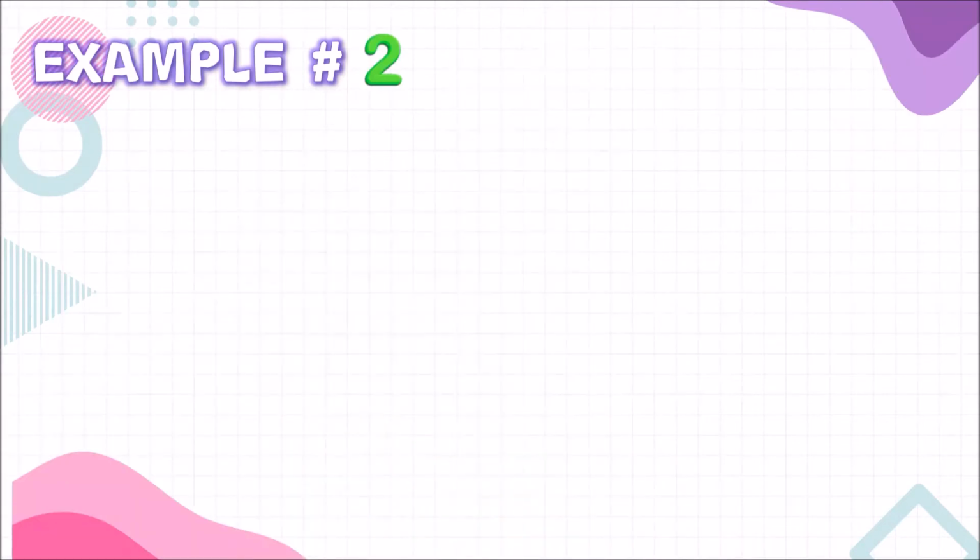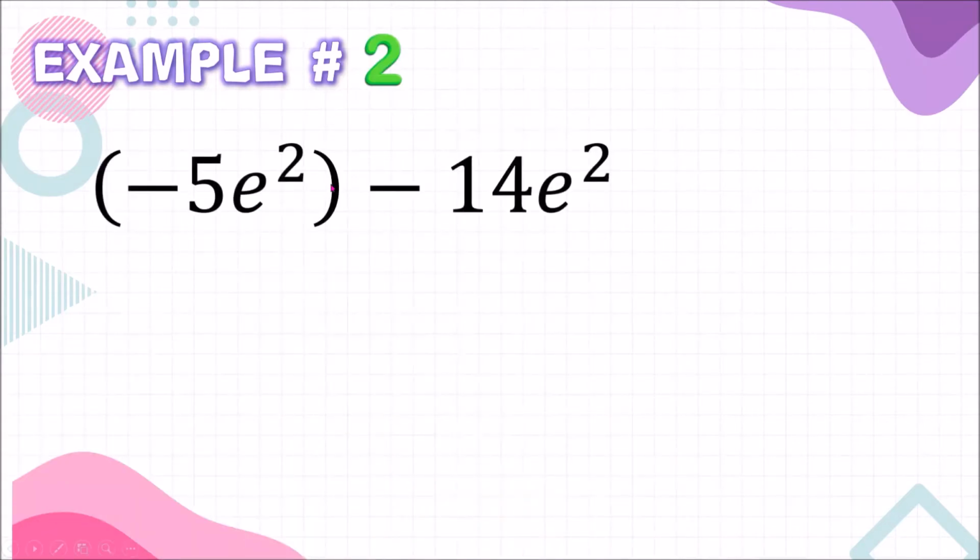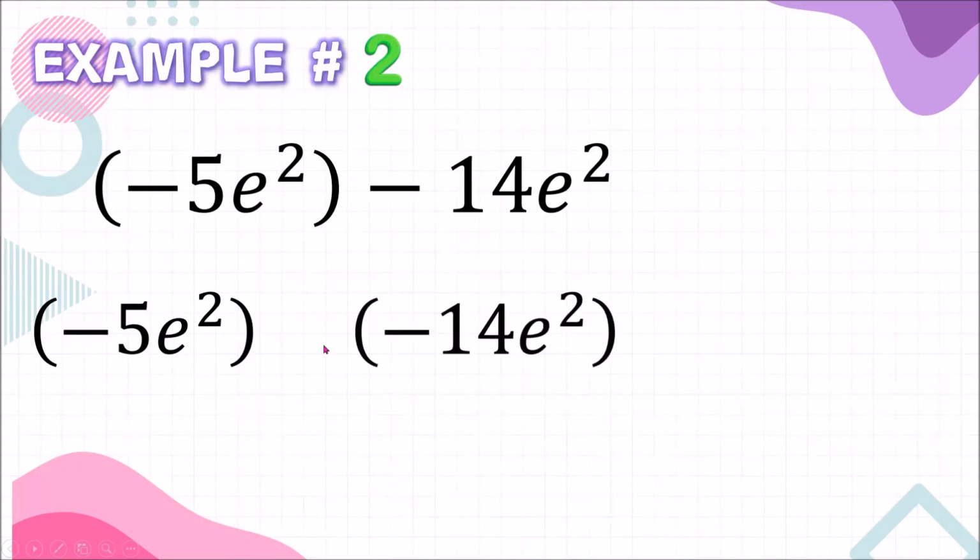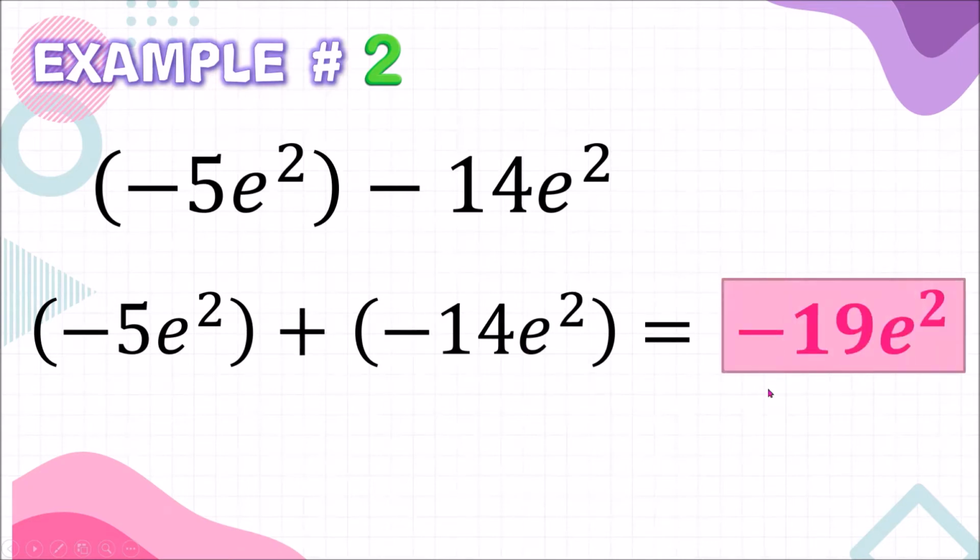Next, 2. We have negative 5a squared minus 14a squared. So copy negative 5a squared. Positive 14a squared becomes negative 14a squared, and then put it in addition. So common variable is a squared. So we have here negative 5 plus negative 14. So let's add because they have same sign. So 5 plus 14, we have 19 and then copy the same sign, negative. So we have here negative 19a squared.